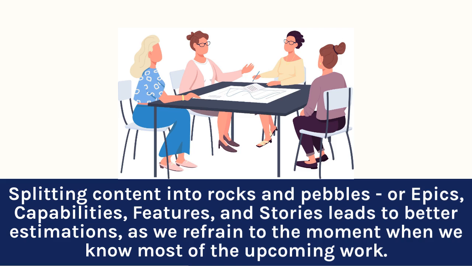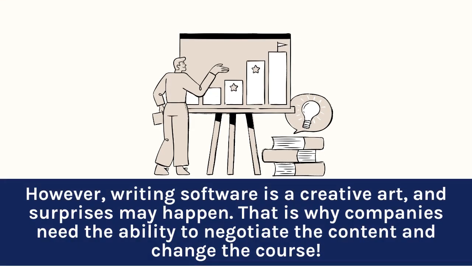Splitting content into rocks and pebbles, or epics, capabilities, features, and stories leads to better estimations, as we refrain to the moment when we know most of the upcoming work. However, writing software is a creative art, and surprises may happen. That is why companies need the ability to negotiate the content and change the course.